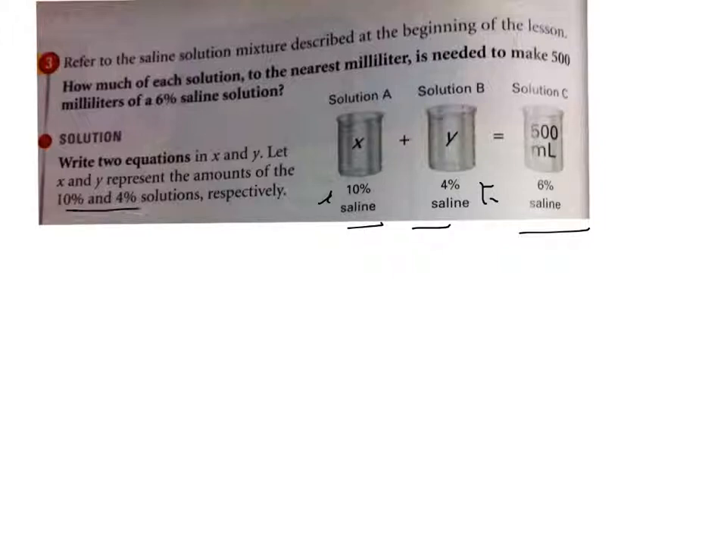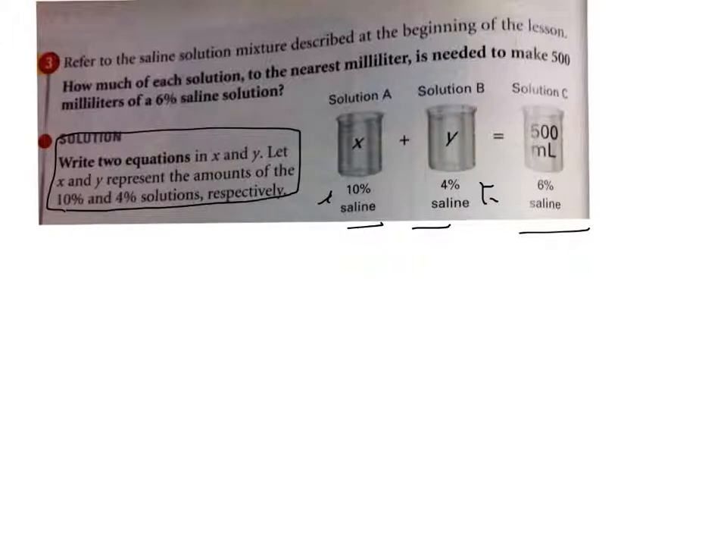And you can see here in the description it says we're going to write two equations in x and y. And you can see by the graphic that the two different types of solutions are the x and y variables. Okay? So solution A is going to be x and solution B is going to be y. We're going to mix those together and create solution C.